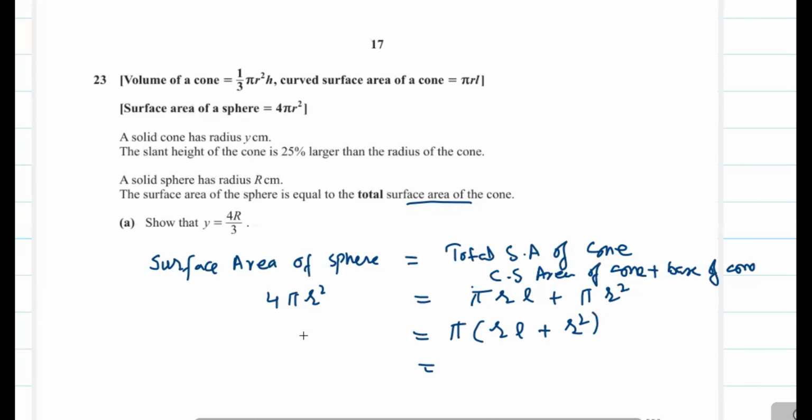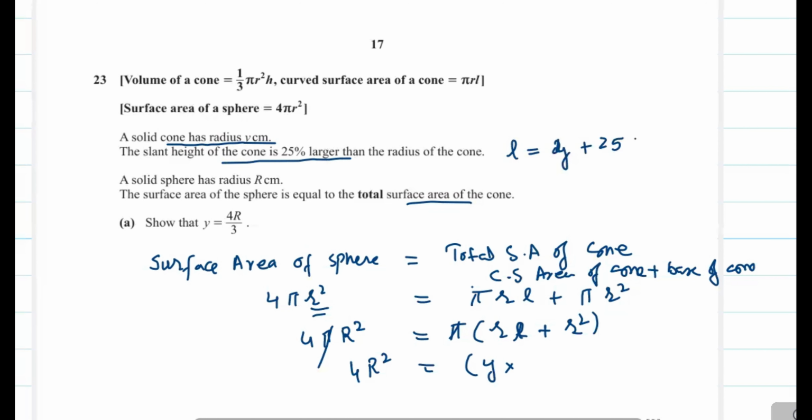Now 4 pi, the sphere radius you see here, capital R, we can write it 4 pi R square. Pi will be cancelled. Now we can write it as 4R square equal to the radius of cone. You see here, this is the radius of cone is y centimeter. Now we write it y. And the slant length, this is the slant length of cone. The slant length of cone L is 25% larger than radius. Now the length is y plus 25% of y. The radius of cone is y.